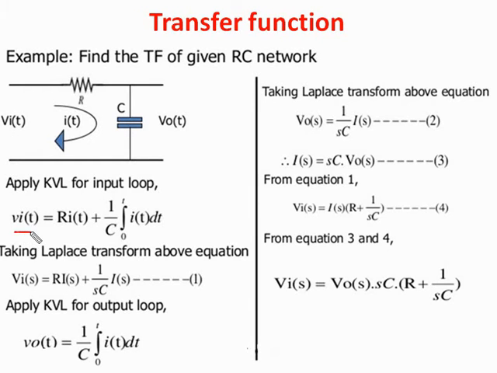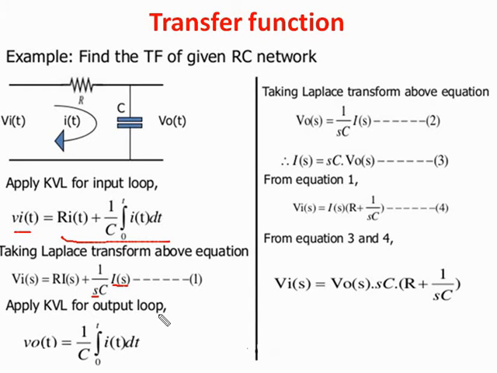So the input voltage Vi(t) equals the summation of the voltage across all the elements. The voltage across the resistance is R i(t), and the voltage across the capacitance is 1/C integral from 0 to t of i(t) dt. Taking the Laplace transform, Vi(s) equals R I(s) plus 1/C times I(s) by s. So this is equation 1.